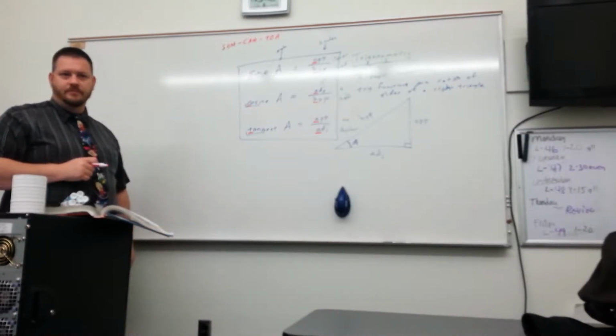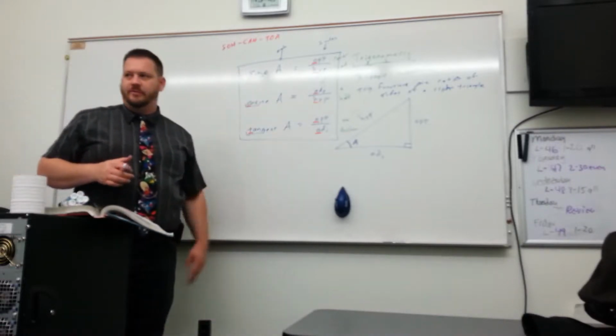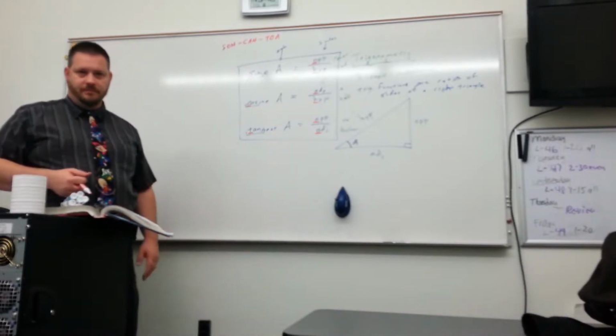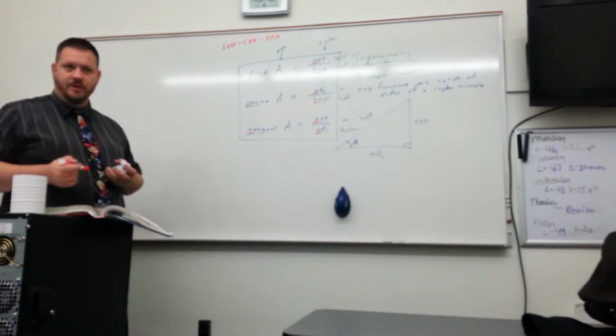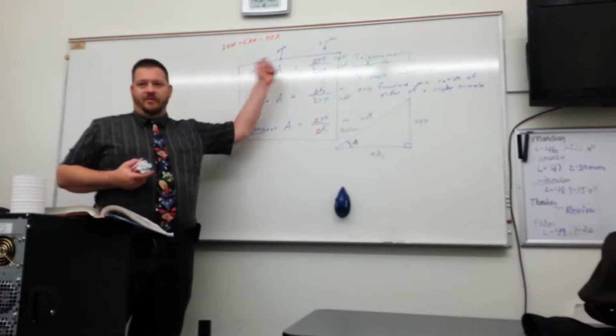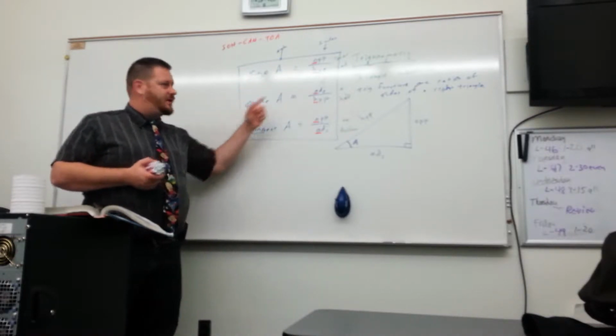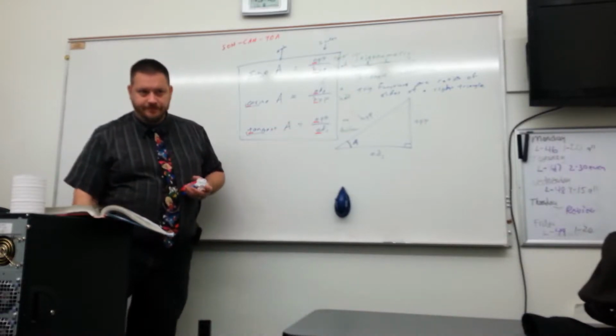I like the SOHCAHTOA better. I think most students do, but some people remember Oscar had a hold on Arthur better. Pick one, and whatever works for you, do that. Because you do need to memorize that the sine is opposite over hypotenuse, cosine is adjacent over hypotenuse, tangent is opposite over adjacent.